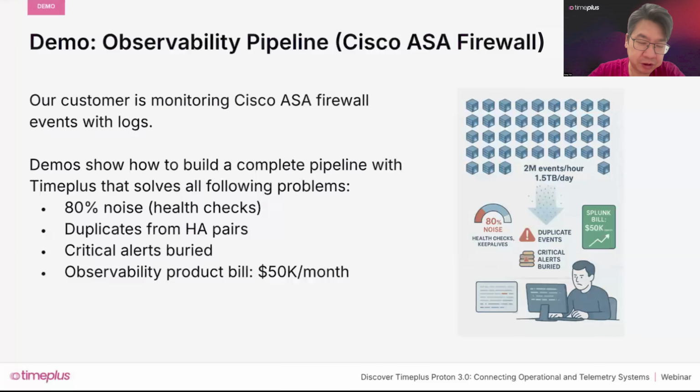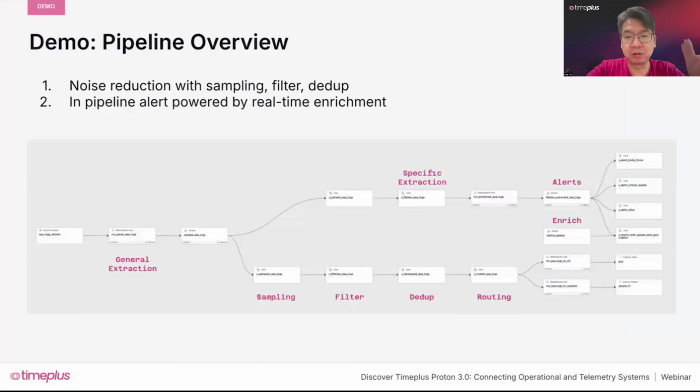So there are two things I'm going to share with the Timeplus Proton pipeline. One is noise reduction. We leverage sampling, filtering, and dedupe to reduce the data size, reduce the noise, and only keep the critical signal. By doing so, we save a lot of storage and processing expense. And this is the pipeline I'm going to share here.